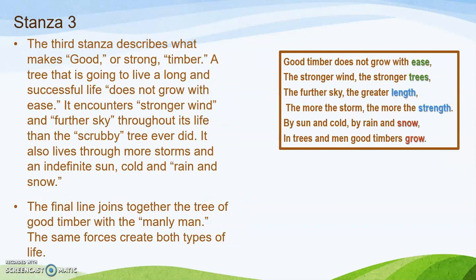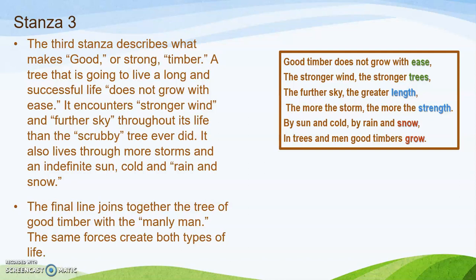So now we move to stanza 3. You need to remember that the metaphor is going to continue. Good timber does not grow with ease. The stronger wind, the stronger trees, the further sky, the greater length, the more the storm, the more the strength. By sun and cold, by rain and snow, in trees and men, good timbers grow. So finally, in the third stanza, he's combining the two objects together that he's trying to compare. The trees and men, they come together in this stanza.